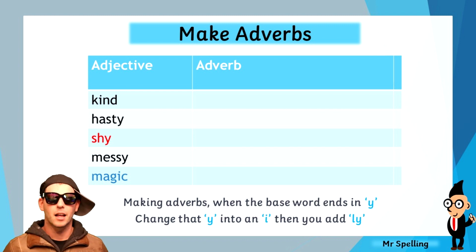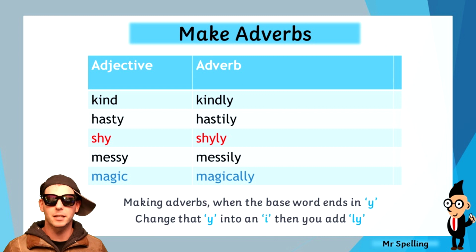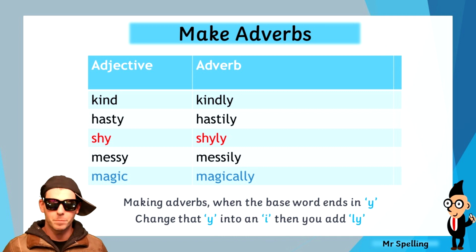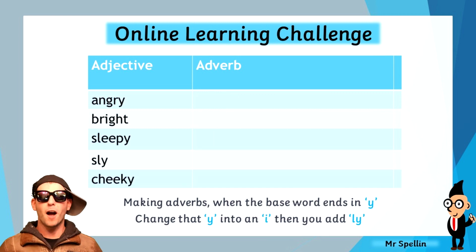The answers are: kind becomes kindly. Just add ly to the end of that word. Hasty becomes hastily, ending with an ILY. Shy becomes shyly. Hopefully you remembered that we don't apply this spelling rule to one-syllable words. Messy becomes messily, ending in ILY. And magic, that's a word from last week, but it ends in ick, so we add ally, and magic becomes magically.